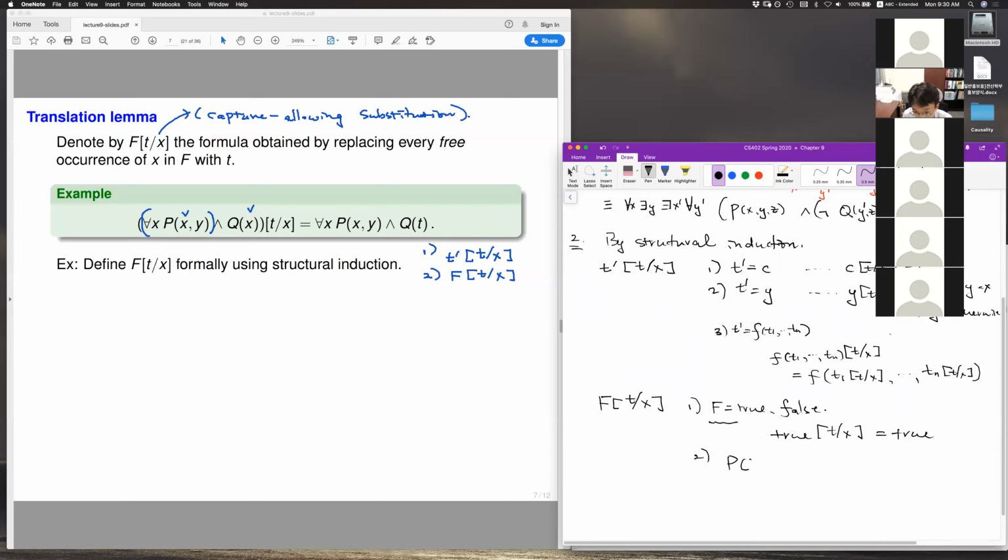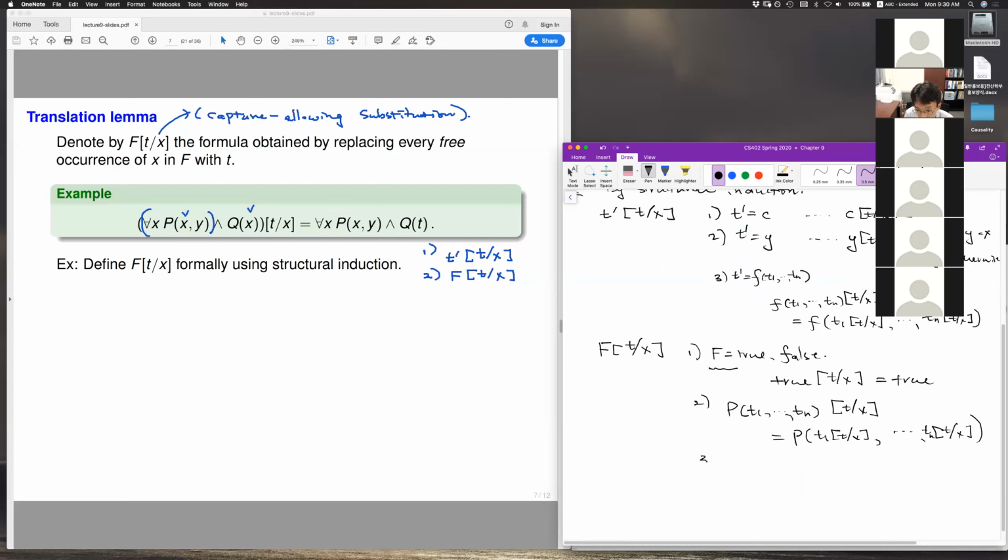Predicate symbol p applied to t1 through tn, another atomic formula, which means that terms t1 through tn are related by the predicate p, or terms t1 through tn satisfy atomic predicate p. In that case, the substitution is defined by just substituting all the terms t1 through tn, t for x. The other cases, for the logical connectives from propositional logic, are essentially done by recursion. If you have the negation case, conjunction case, and disjunction case, they're all done by recursion, or in this case, induction.